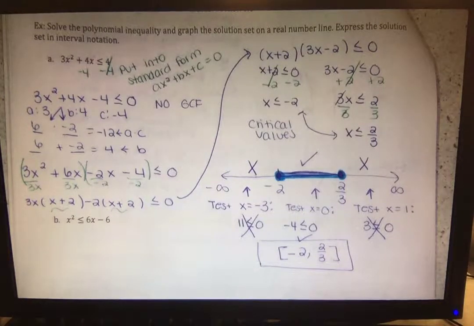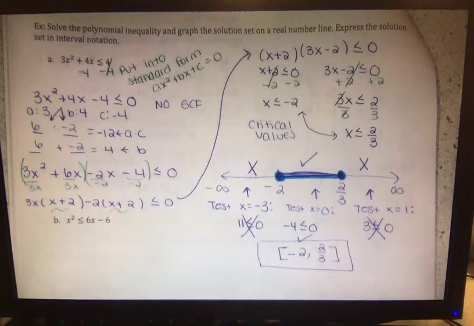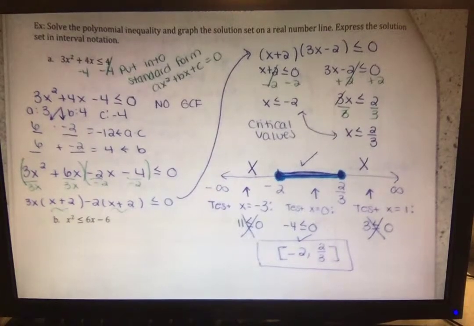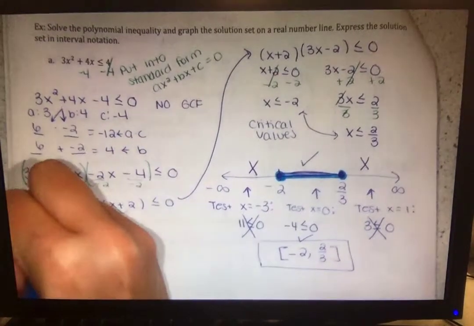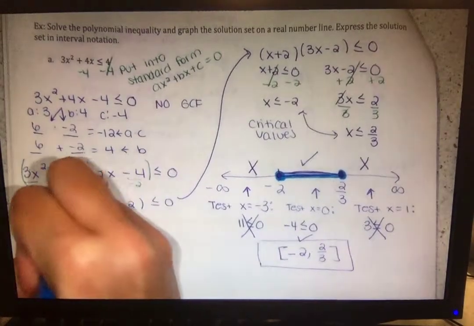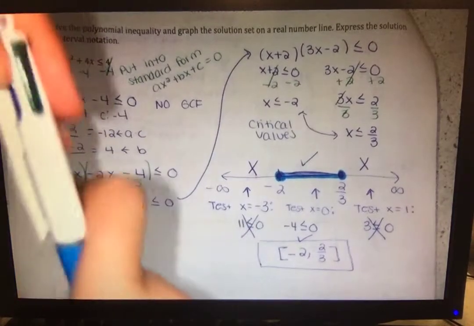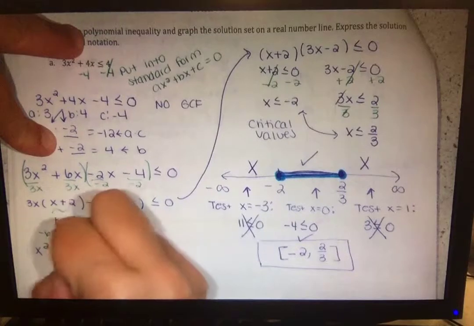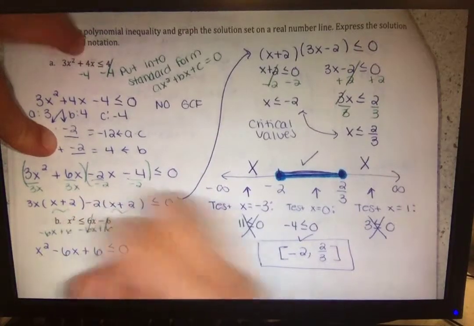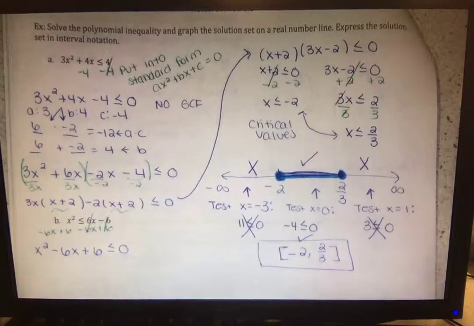All right, let's try the next one, example B. We have x squared is less than or equal to 6x minus 6. Let's go ahead and get this in standard form, set equal to 0. So I'm going to move the 6x and the 6 over. Subtract 6x from both sides, add 6 to both sides. So we get x squared minus 6x plus 6 is less than or equal to 0.